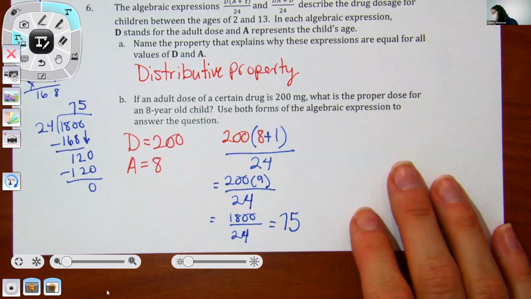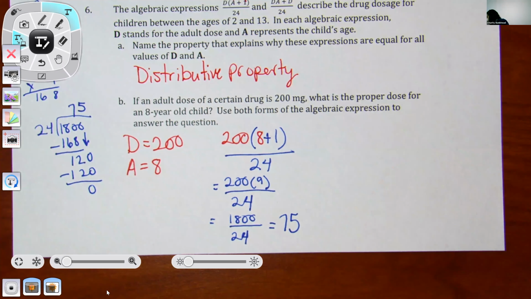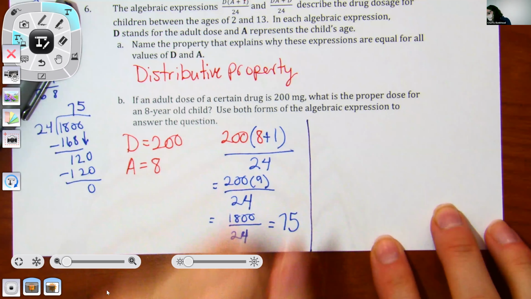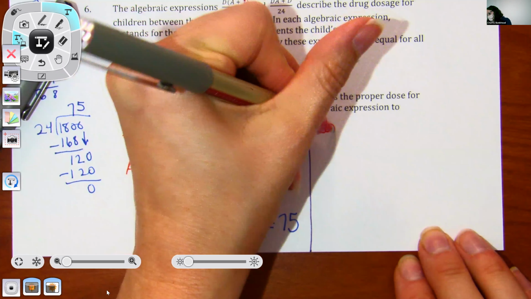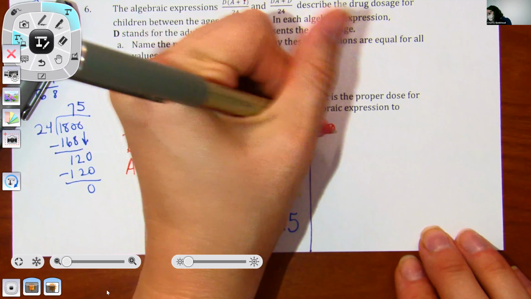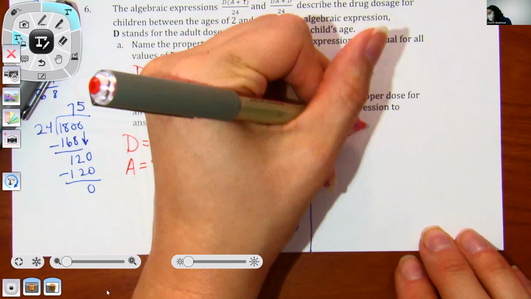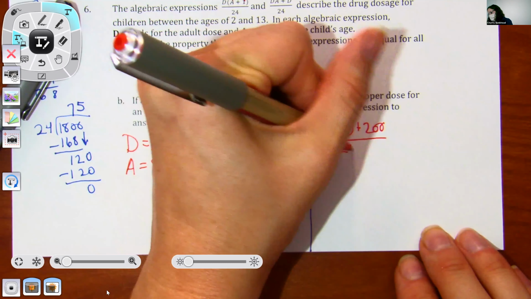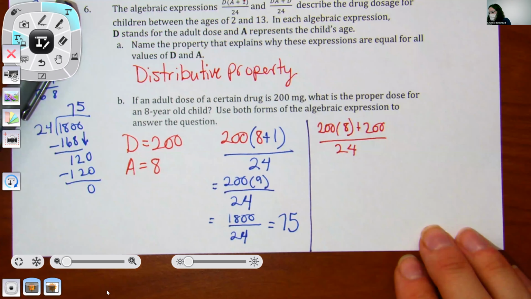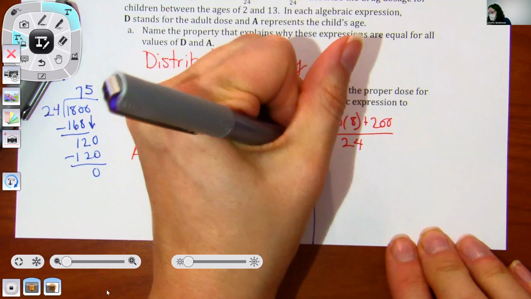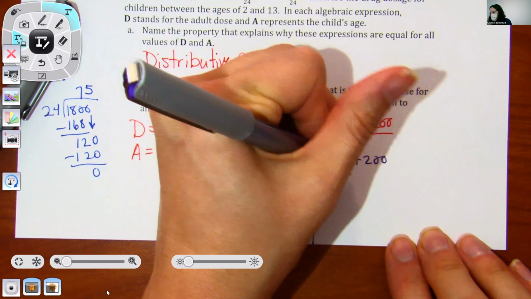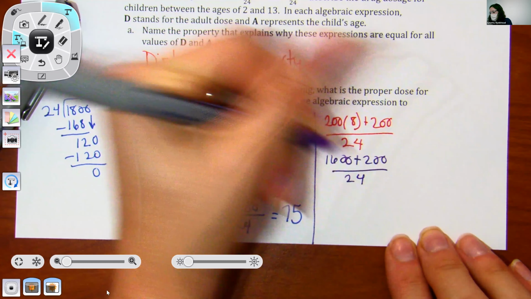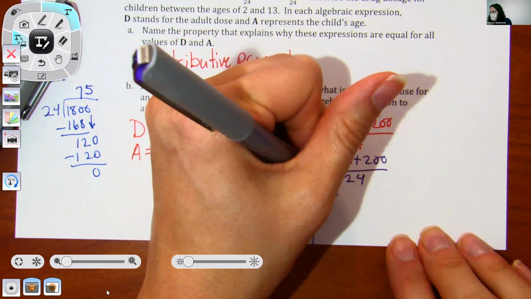All right. So then what would it look like if we use the other form of the expression? So it would be 200 times 8 plus 200 all over 24. And so that would be 1600 plus 200 over 24. So it's basically the same. Neither one's any easier.